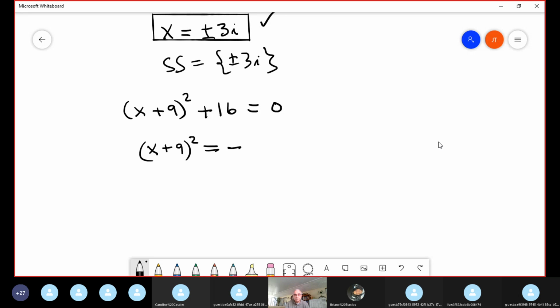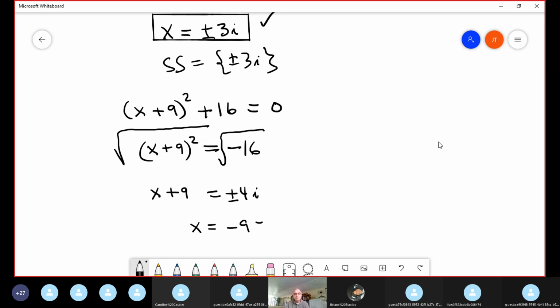I move 16 to the right hand side, and you apply now the square root. It's similar. A square power and a square root cancel out each other. It's just x plus 9. And the square root of negative 16 is 4i. And don't forget plus and minus. Finally, for x, I move 9 to the other side: minus 9 plus and minus 4i.